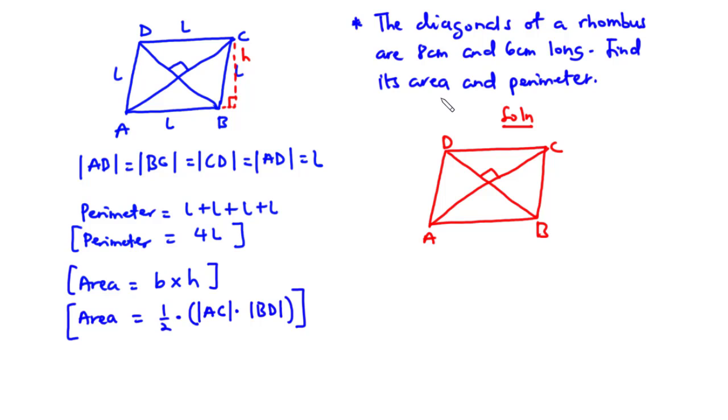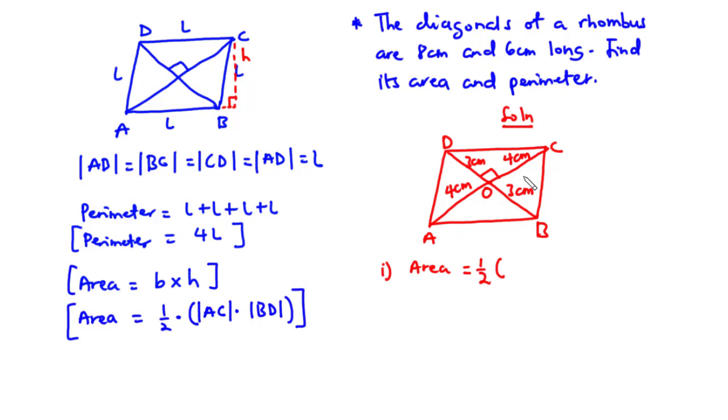Now we are told that the diagonals of this rhombus are 8 centimeters and 6 centimeters long. So we say that let AC be 8 centimeters. Now if the center, this point, is O, then if AC is 8 centimeters, then AO will be 4 centimeters, and then OC will also be 4 centimeters, BO will be 3 centimeters, and then OD will also be 3 centimeters.